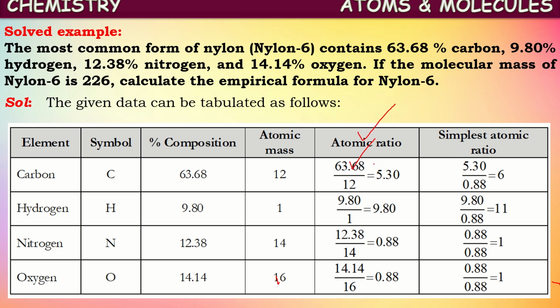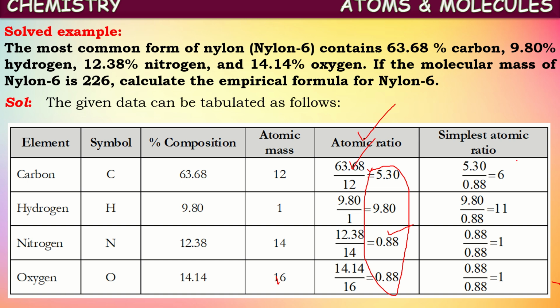If you observe these atomic ratio values, you need to pick up the simplest atomic ratio value. 0.88 we obtained for nitrogen and oxygen; any one of the values you can take. The least atomic ratio value is 0.88. Again, we divide each element's atomic ratio, the number of moles, by this value.